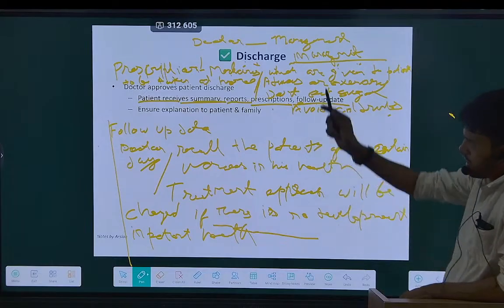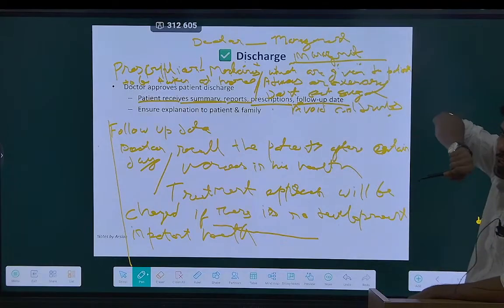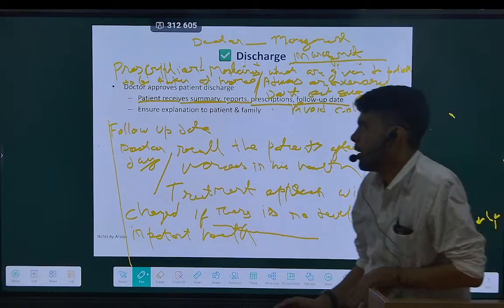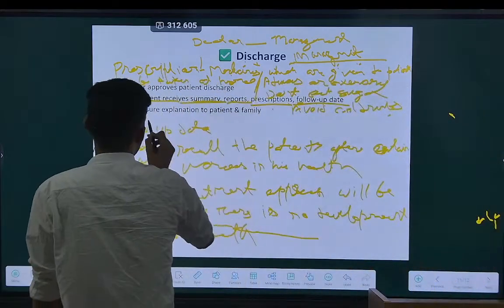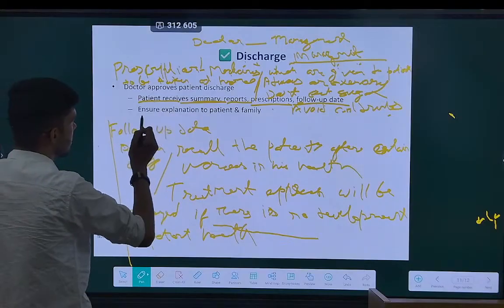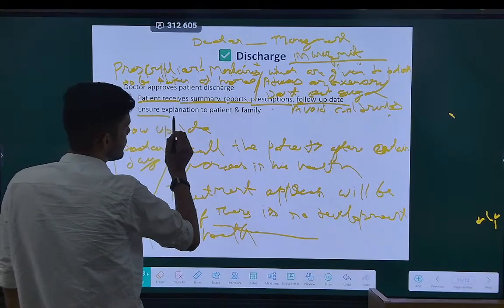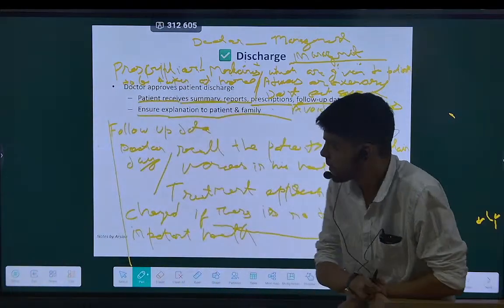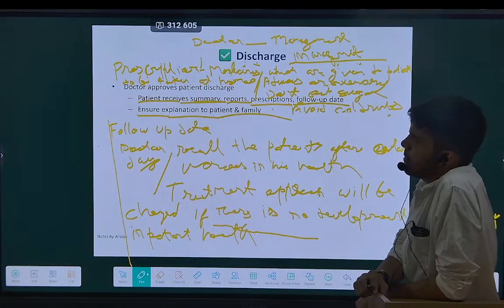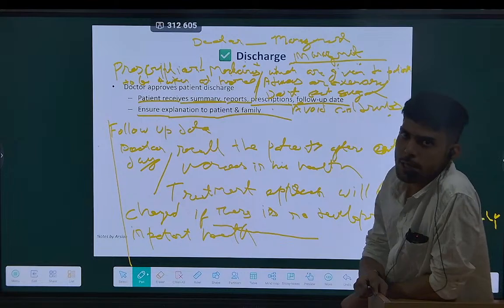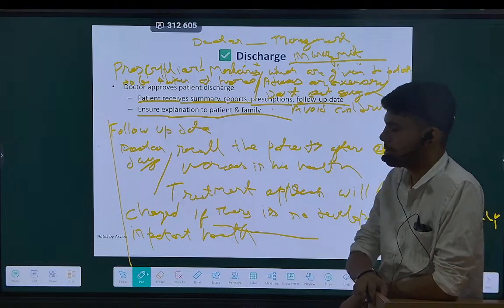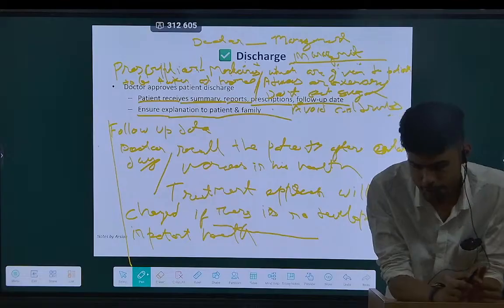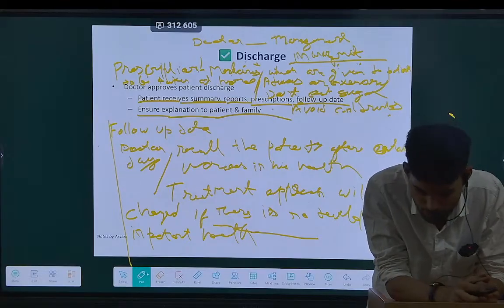Most of these are the doctor's works. What are the works of the person who is sitting behind the discharge table at the management level? Ensure explanation to the patient and family. So what does this mean? Ensure explanation to the patient and family.